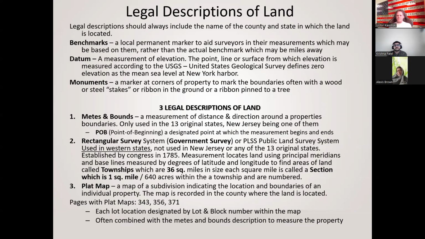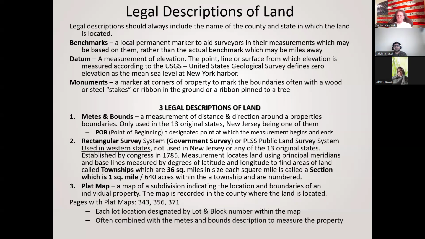Woodbridge Township, Edison Township, that does not mean that those townships are 36 square miles, okay? Those are just the names, the type of municipality called a township. But township is also a unit of measure, which is something totally different, okay? They don't link the two together.